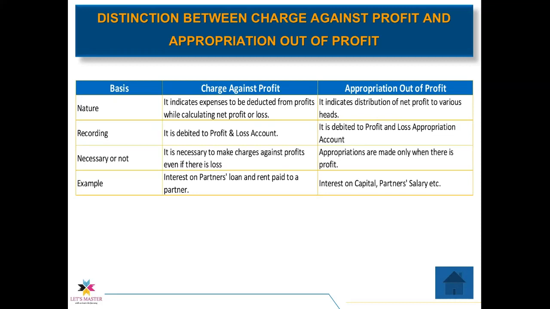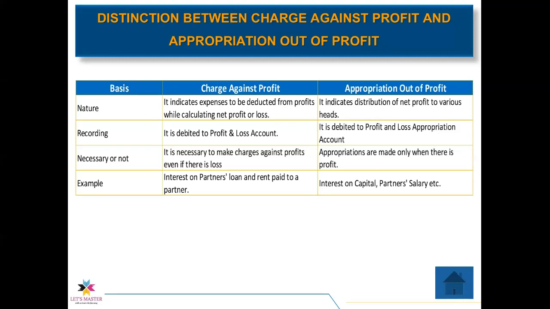Recording. When we talk about recording, all the charges or all the expenses that need to be matched, that need to be recorded, are recorded in the profit and loss account. Whereas when we talk about appropriation out of profit, all the appropriations out of profit are recorded on the debit side of the profit and loss appropriation account.